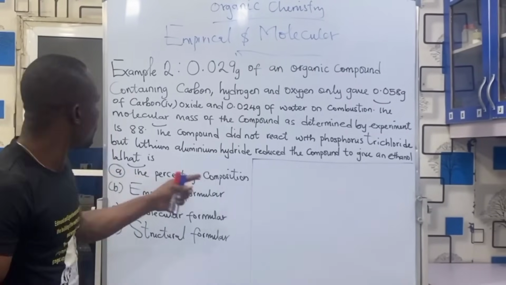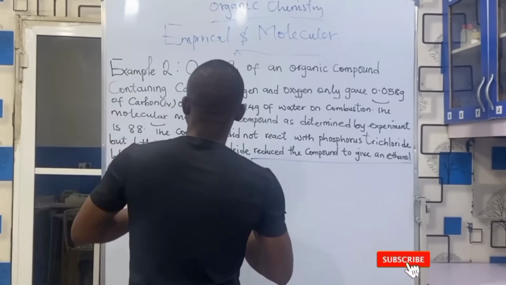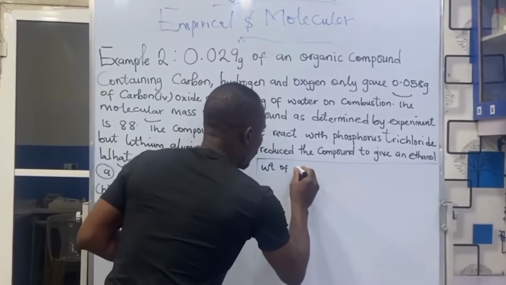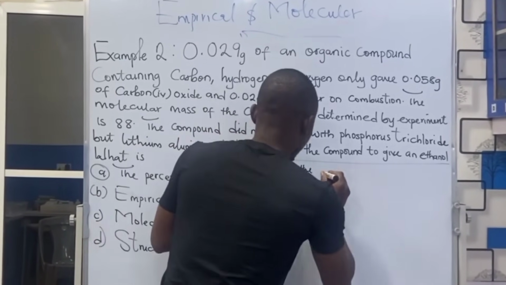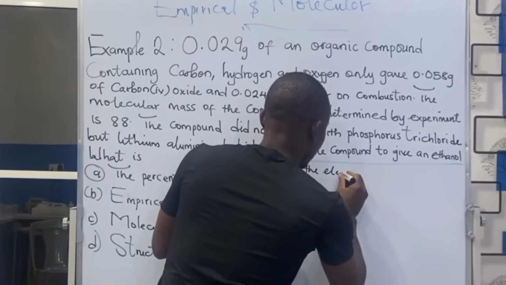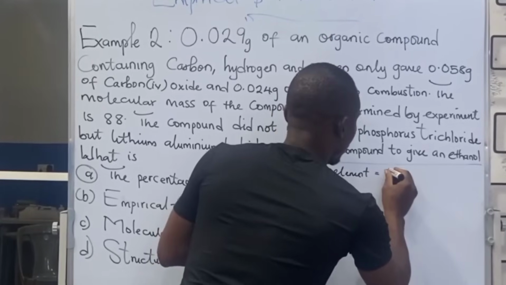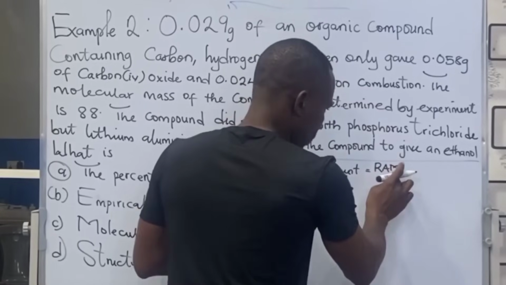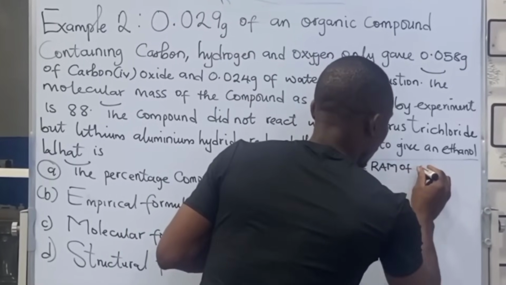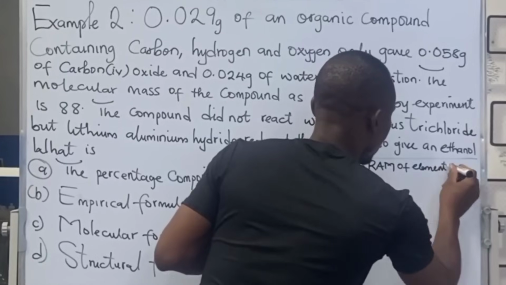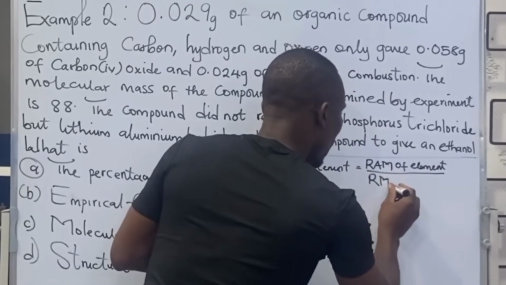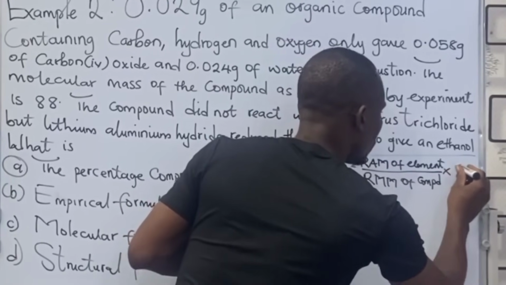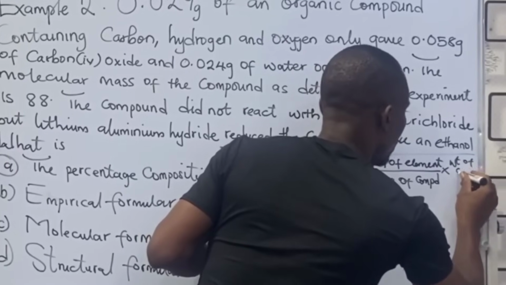And so in this case, getting the weight of the element, like we said in our previous example, the weight of the element is equal to RAM, which is relative atomic weight or mass of the element, all over the relative molecular mass of the compound in which the element is found, times the weight of the compound in which the element is found.